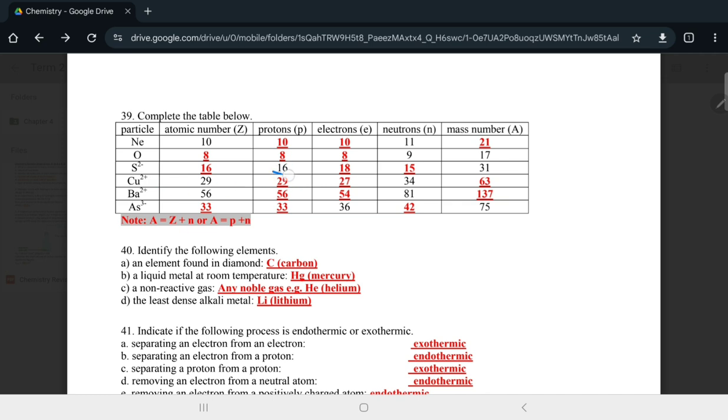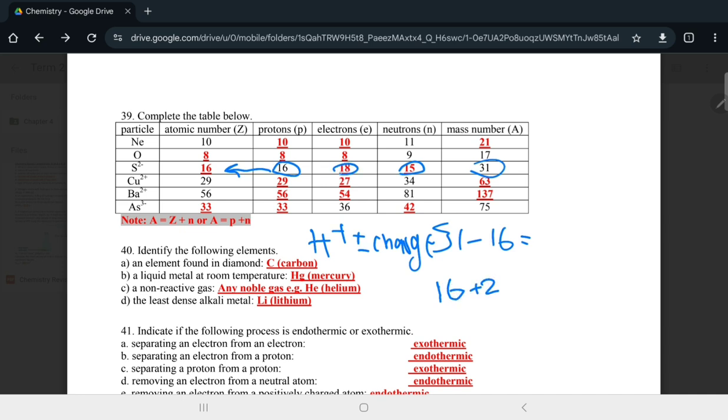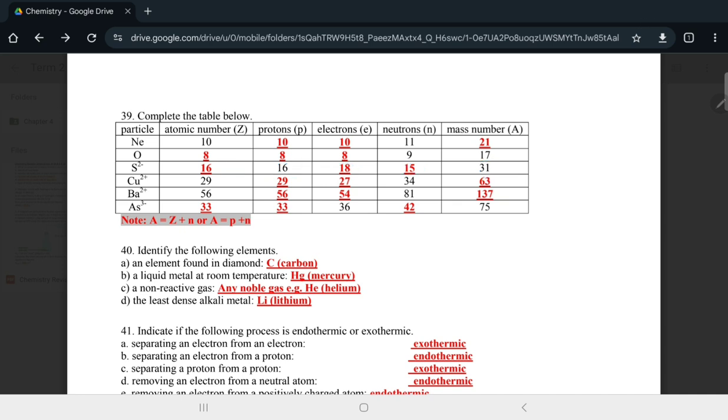Now, they gave you protons, which is 16, and the mass number. So 31 minus 16 to get the number of neutrons, which will get you 15. And since the protons are the same as the atomic number, you just copy the same number. And the electrons is the same as the protons, but you add or subtract the charge. What's the charge? It's 2 minus. So it's the number of protons plus 2, since there are 2 more electrons than protons. So there's going to be 18 electrons in total.